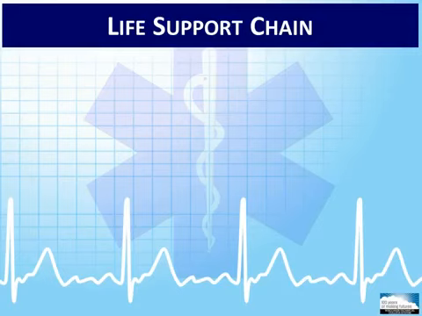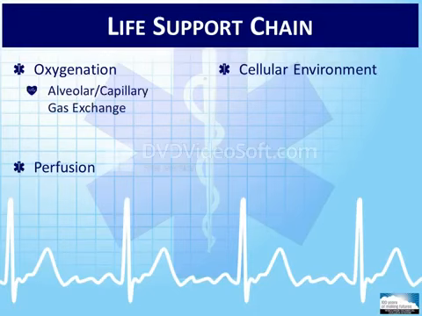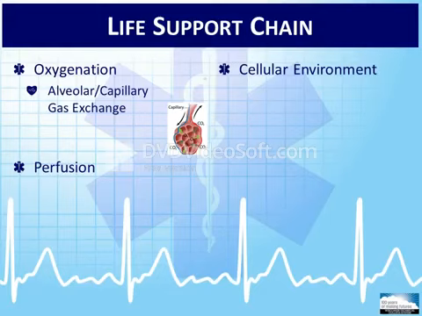There are three main components within this life support chain: oxygenation, perfusion, and the cellular environment itself. Focusing on oxygenation, our first primary concern is being able to exchange gases in the lungs. This means the body must be able to breathe, to ventilate itself, moving atmospheric air containing 21% oxygen into and out of the lungs. Given the supply of air in the lungs, it is then necessary for gas exchange to occur within the alveoli. Oxygen from the air must diffuse into the alveolar capillaries, and carbon dioxide must diffuse from the alveolar capillaries into the air within the lungs to be exhaled.